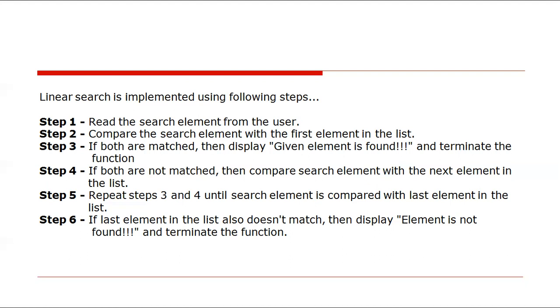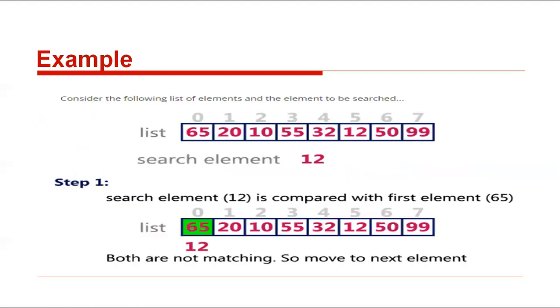Repeat step 3 and step 4 until the search element is compared with the last element in the list. If the last element in the list also doesn't match, then display element is not found and terminate the function. So this is an algorithm to search whether an element is in an array or not. This is the linear search algorithm. Clear? So this is an example.